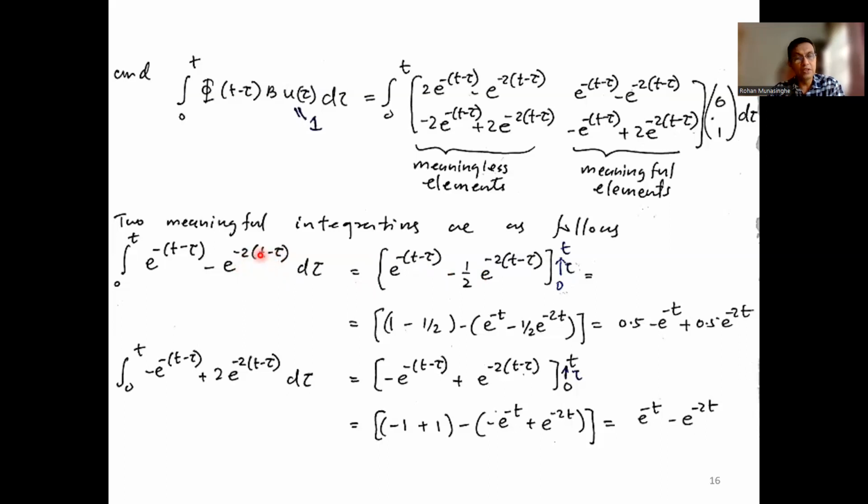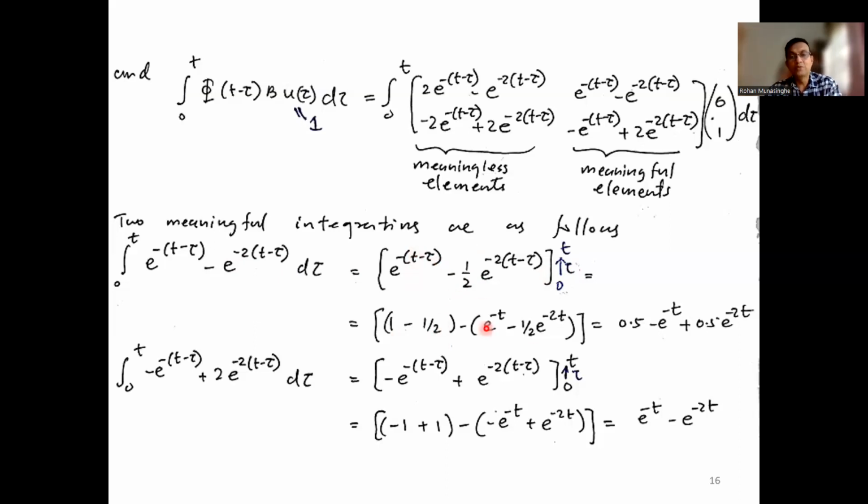t is a constant in the integration, right? The variable is tau. So it is minus 2t minus tau, so plus 2 tau. So the coefficient of tau is 2 in this particular case. Therefore, you have to divide it by 2. That's why you have this half here. All right. Then you integrate from 0 to t. So that is the first term. When you substitute t for tau, you get this one. This is 1 minus half.